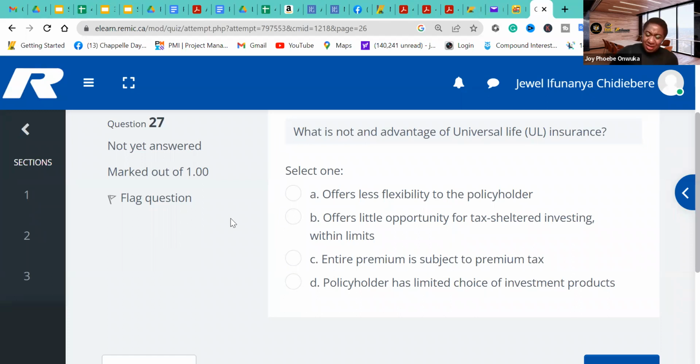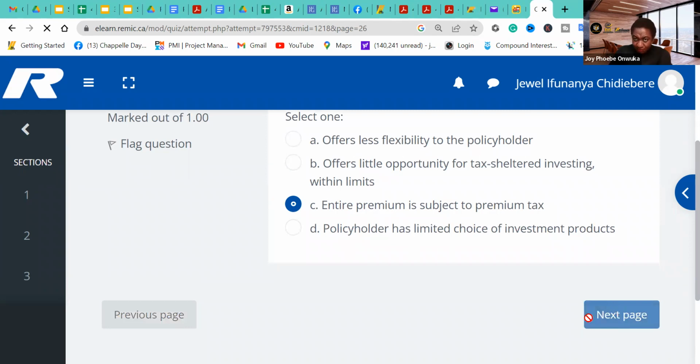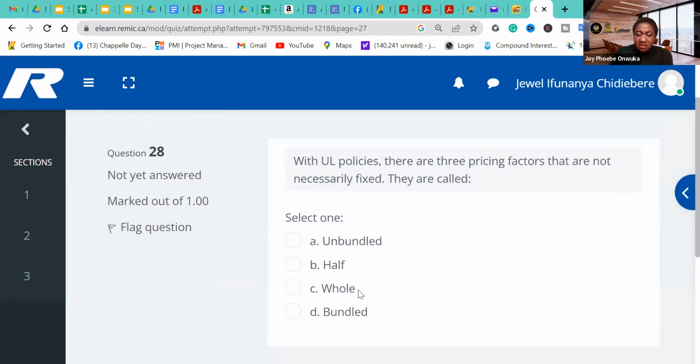Okay, so when we say what is an advantage and what is not an advantage of UL insurance, what is not an advantage? Offers less flexibility to the policyholder, offers little opportunity for tax shelter investment. It does offer that. Entire premium is subject to premium tax. Yeah, this one is not an advantage. I'll go with this one. My eyes, oh my God.